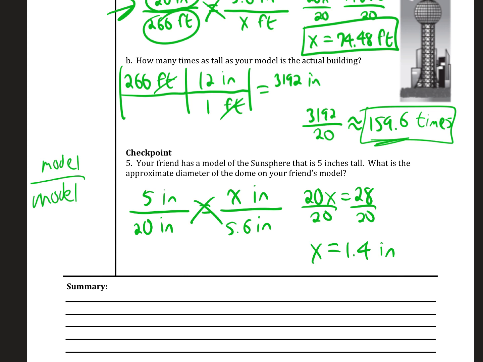So this one's kind of weird. I got thrown off by this, but basically it's still like model to actual kind of, but we're comparing height to height and diameter to diameter. You can also do that as well. I wouldn't worry about that one too much, though. Otherwise, you'll be in good shape.